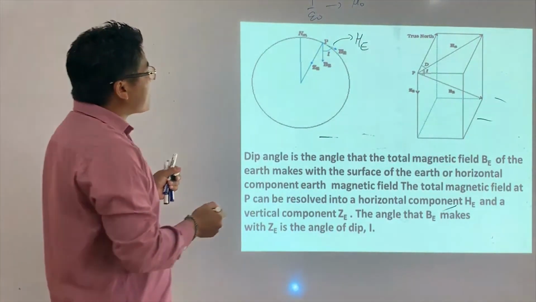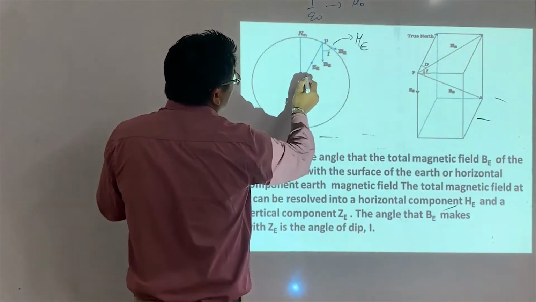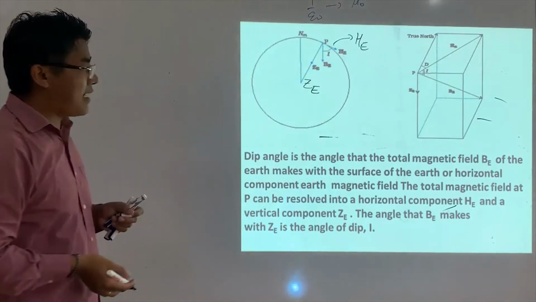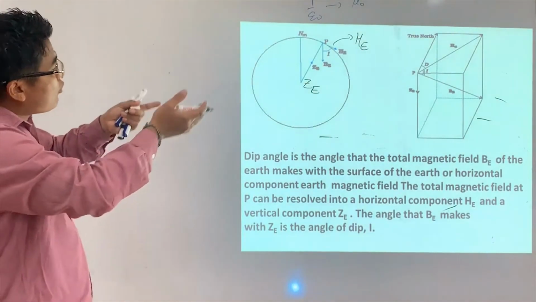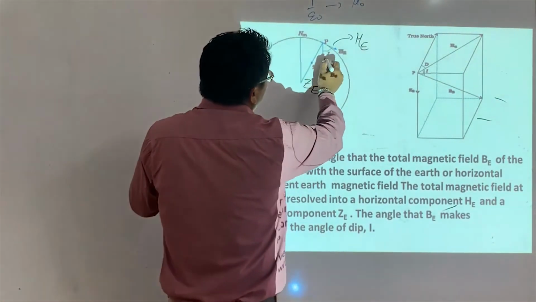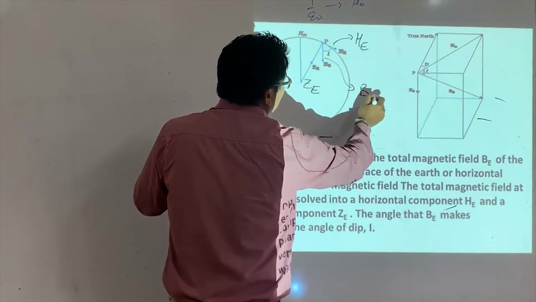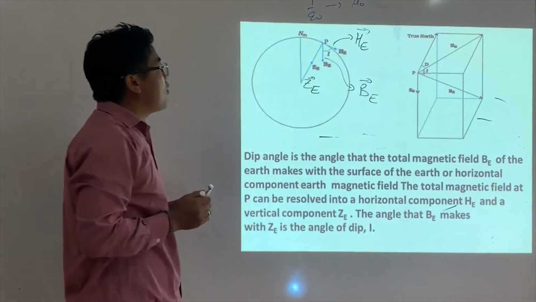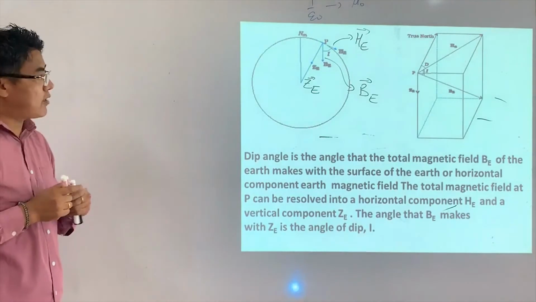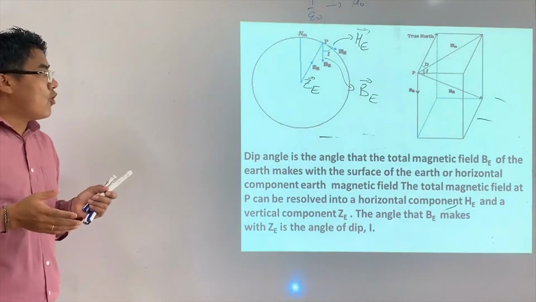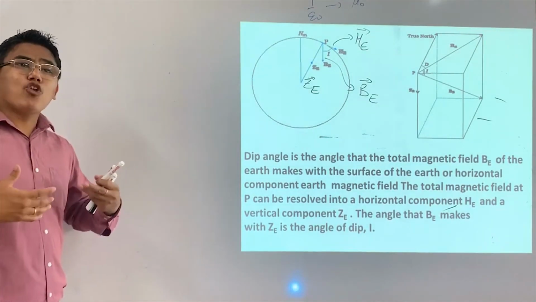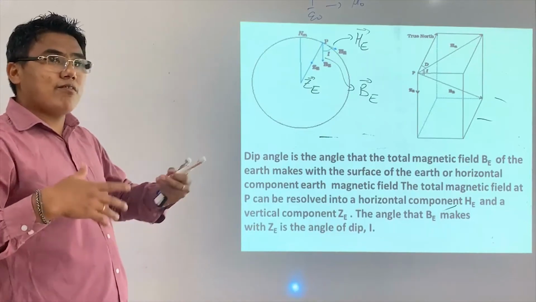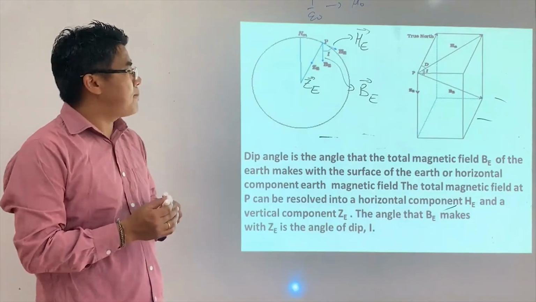And what about the vertical? The vertical has to point toward the center. When you join these two, this is going to become the total Earth magnetic field. This is how you get it. The total Earth magnetic field is normally measured by a dip compass. When you return, we will discuss this in our lab.